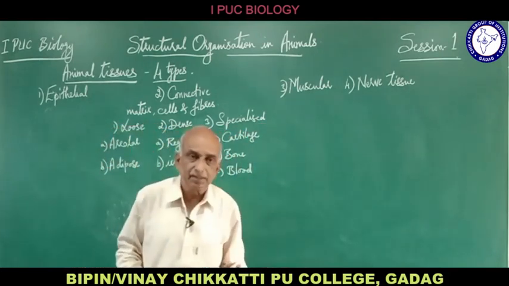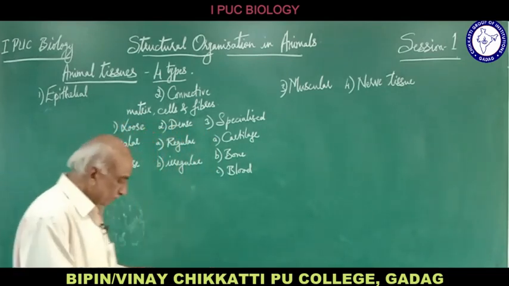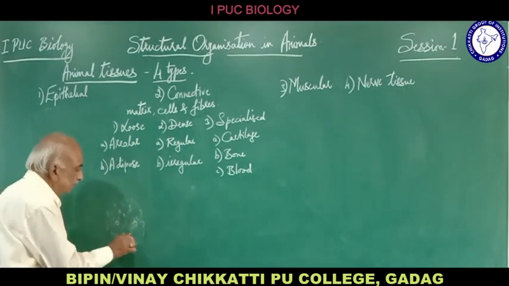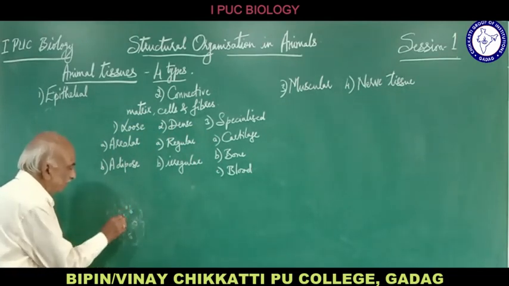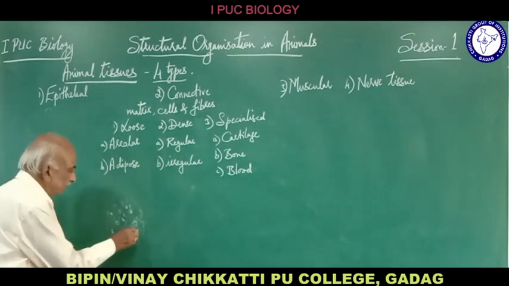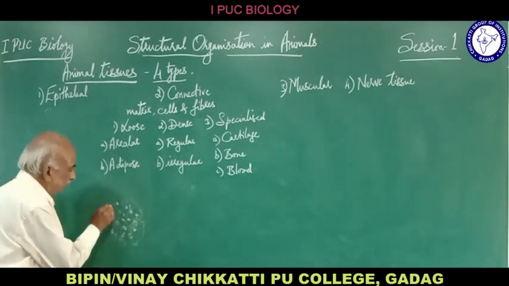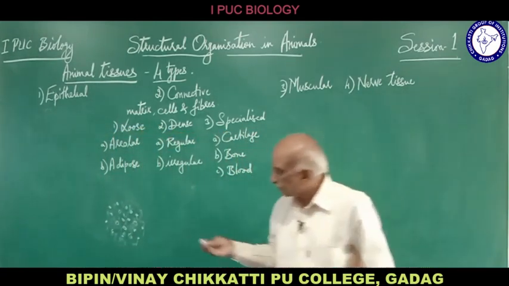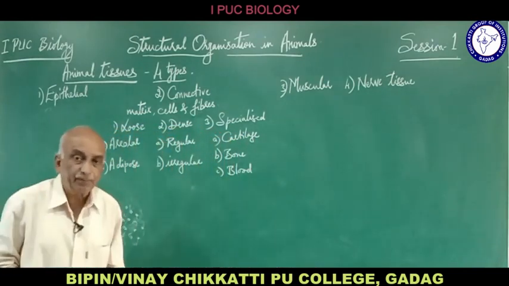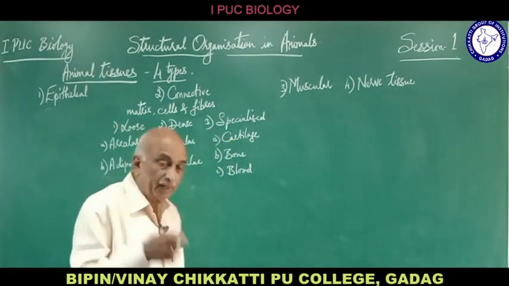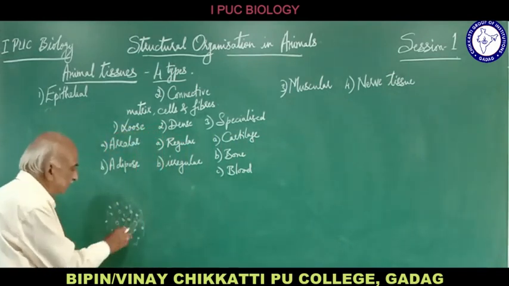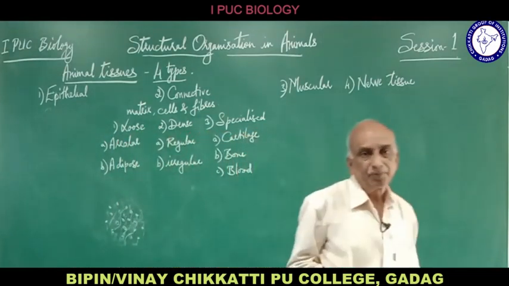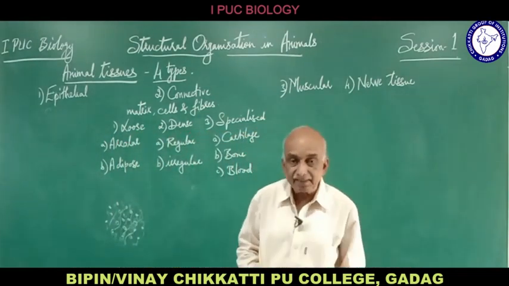See, fibroblasts secrete fibers. So these fibers are present in this matrix. The mast cells, the fibroblast cells, the lymphocytes, and plasma cells are present in this matrix. One by one we shall see. Fibroblasts secrete fibers which are present in the matrix. These fibers are again of two types, collagen fibers and elastin fibers.